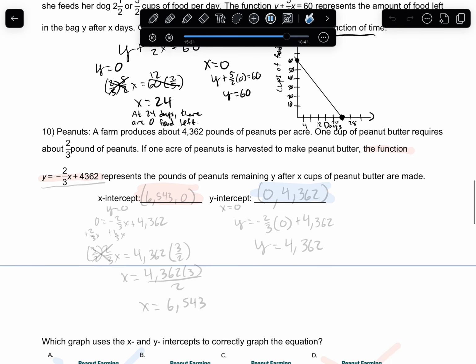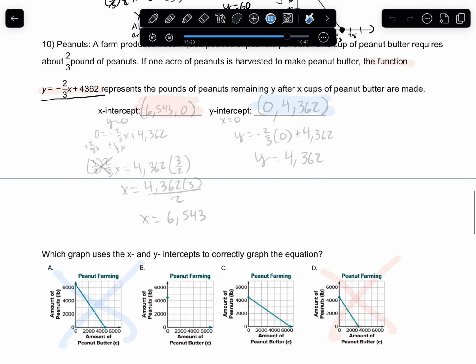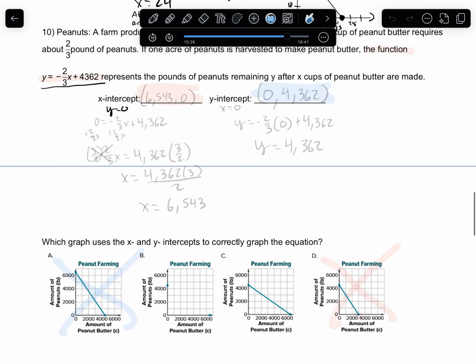All right, last problem. This is my equation. So with x-intercept, that means y has to equal 0. With my y-intercept, x has to equal 0. So then I just plug in my numbers. So I have 0 equals negative 2 over 3x plus 4,362. And then plus 2/3 x to the other side, just so I can keep my x positive. So then 2 over 3x equals 4,362. Multiply by the reciprocal. What I do with one side, I have to do the other.